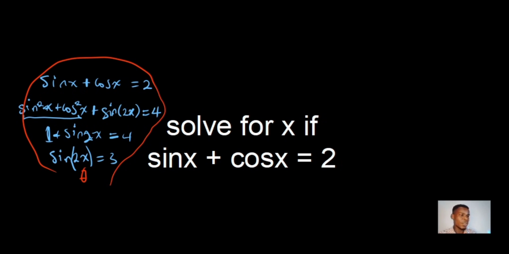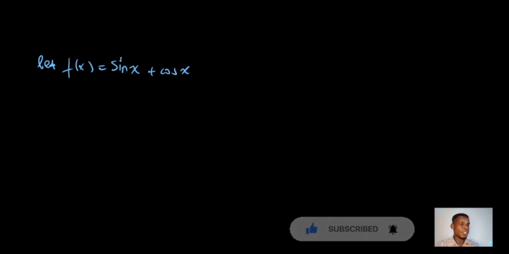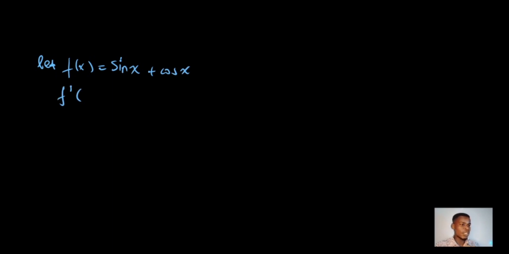I wanted to show also how to do this using calculus to check the maximum value that the sum can have. So I'm going to start off by letting this be a function. Let f of x be a function defined as sine of x plus cosine of x. What we want to do is to look at the stationary points, the points where we can either have a maximum or a minimum. When we differentiate sine of x, we get cosine of x. Then when we differentiate cosine, we get negative sine of x.